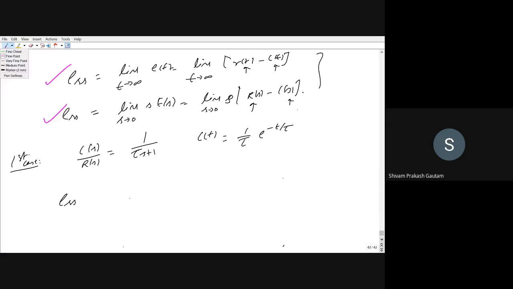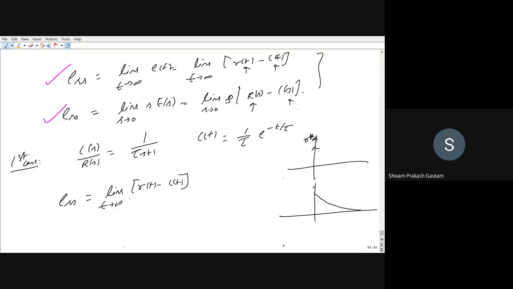First we will calculate by time domain: limit t tends to infinity r(t) minus c(t). Right? If I want to plot, this is our r(t), the delta t. This is our r(t). If I want to plot c(t), this is how our c(t) will look. This value is 1 by tau. Is it not? This was our input and this was our output for impulse input. Is it okay?